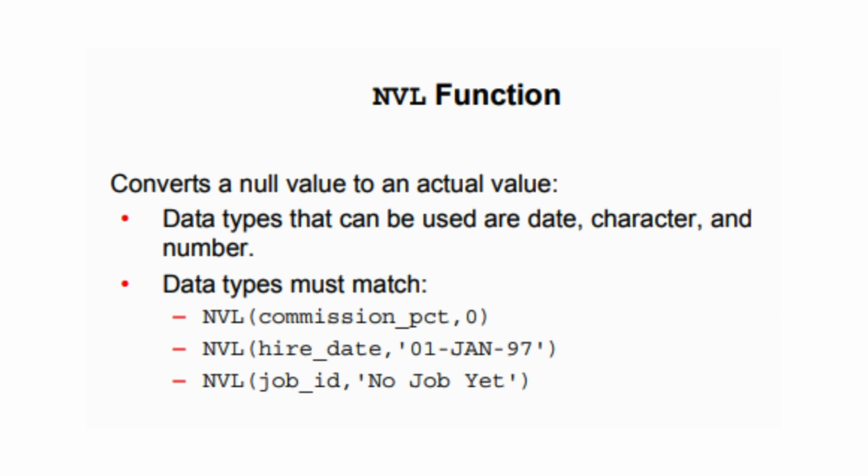NVL conversions for various data types. Number: NVL(number_column, 9). Date: NVL(date_column, '01-JAN-95'). Char or VARCHAR2: NVL(character_column, 'Unavailable').